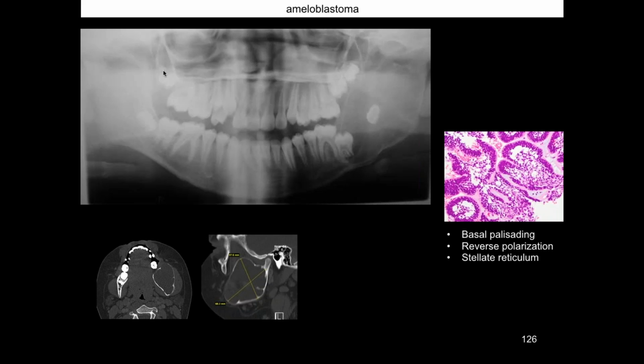It's multilocular, it's soap bubbly. And then he's got the basal palisading, and he's got the reverse polarity and the stellate reticulum, right? Open up your Neville and Damm or whatever textbooks you like, and you'll find that in there.